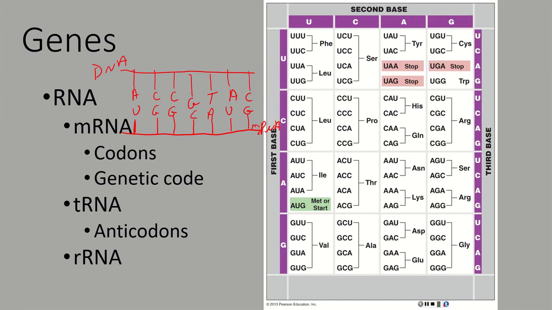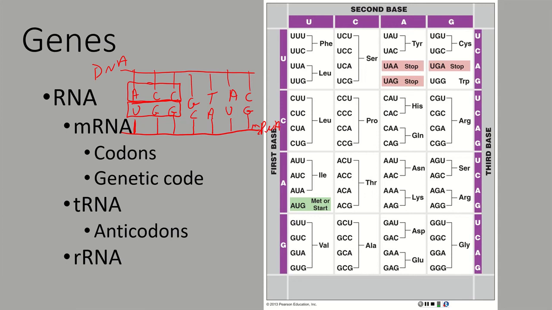Well, that's what the messenger RNA is and where it comes from. And remember when we were talking DNA, we said 3 letters of DNA was a triplet? Well, the corresponding 3 letters of mRNA is called a codon.